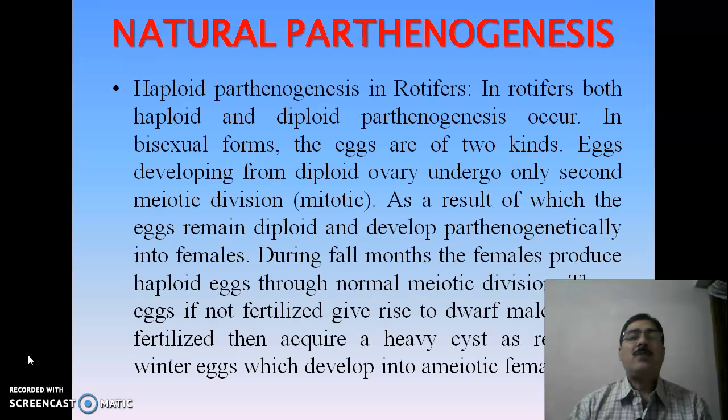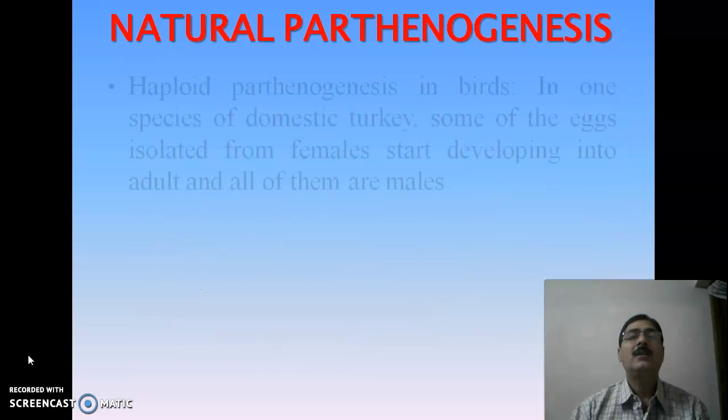The haploid parthenogenesis in rotifers was just explained in the previous slides, that in the bisexual form, the eggs are of two kinds. Developing from the diploid ovary, it undergoes only the second meiotic division, and during the fall months the female produces haploid eggs through normal meiotic division. These eggs, if not fertilized, give rise to the dwarf males, and if fertilized, acquire a heavy cyst as resistant winter eggs, which develop into an ameiotic female.